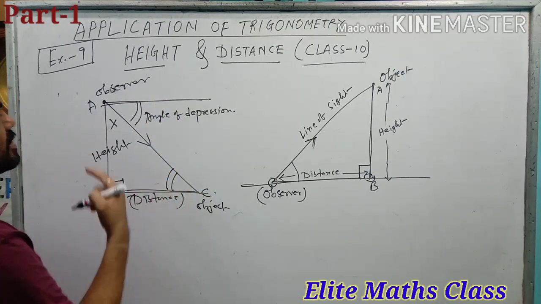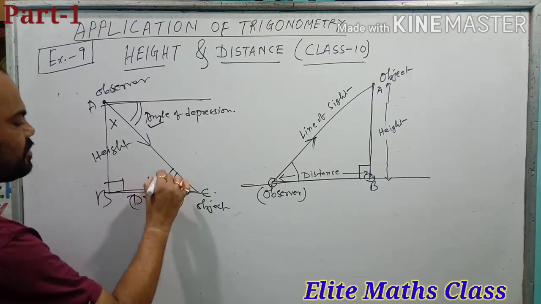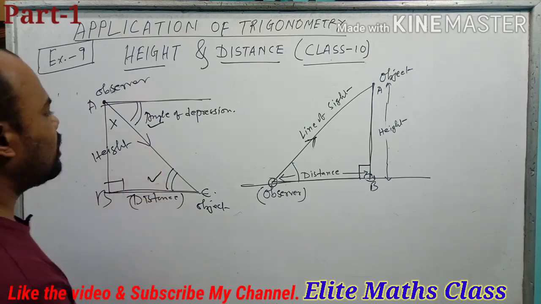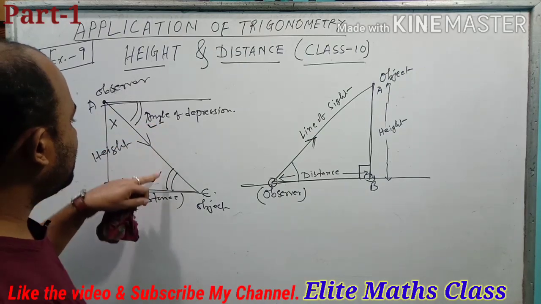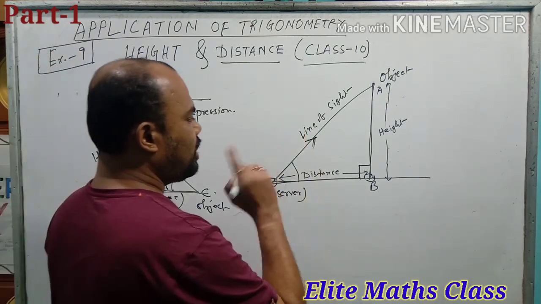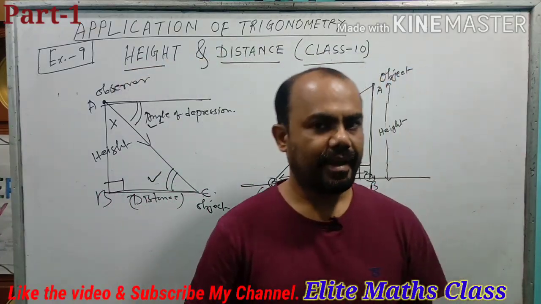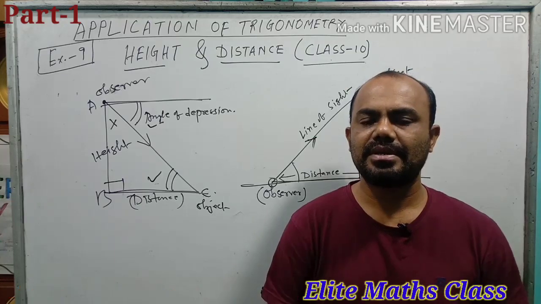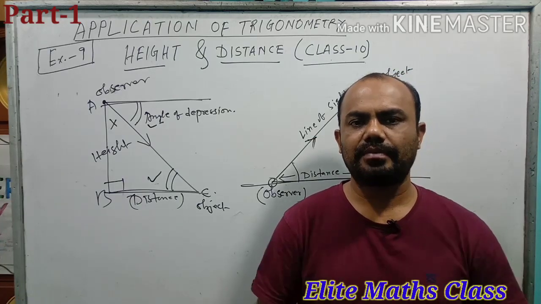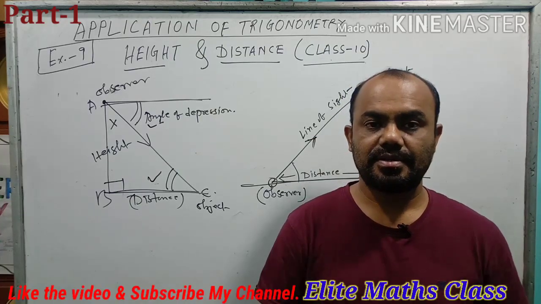These two horizontal lines are parallel, so this angle is equal to this angle. These two are alternate angles, so this angle equals this angle. So the angle of elevation and the angle of depression, hope that is clear. Now see an example of how to solve height and distance problems.